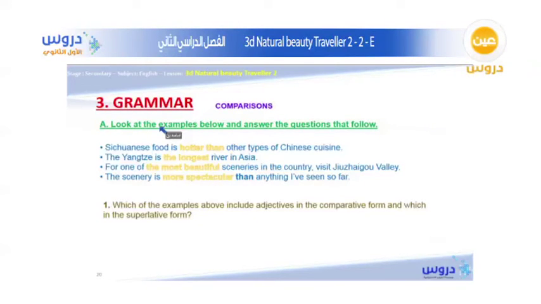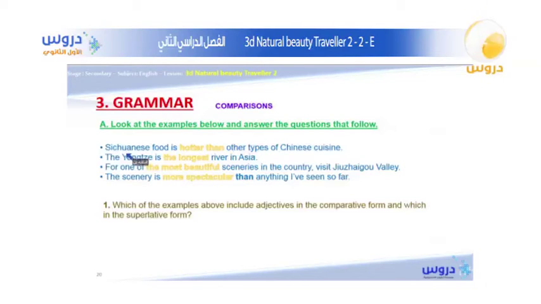Here we go to grammar, section number 3. We talk about comparison, how to compare between two things, or one thing and other, and two persons, or two persons and other. And if you'd like to describe something, the same. So we have here a lot of ways to do that. Okay, now look at the examples here.